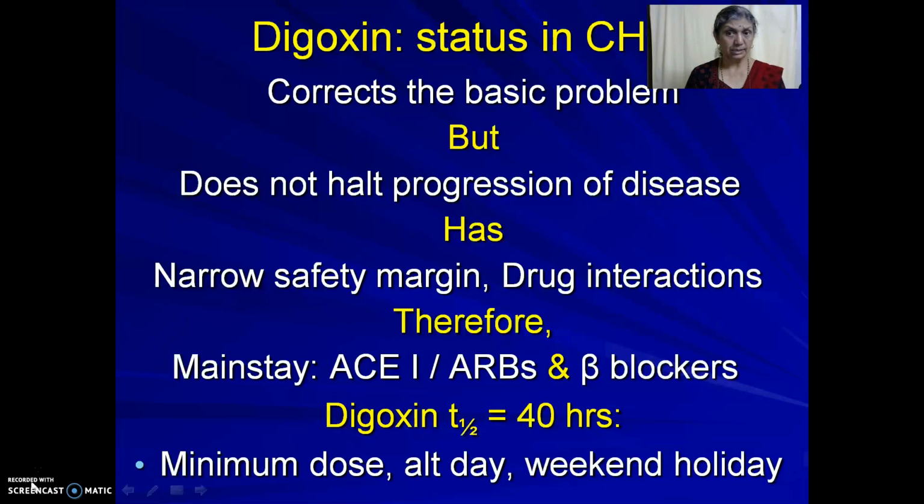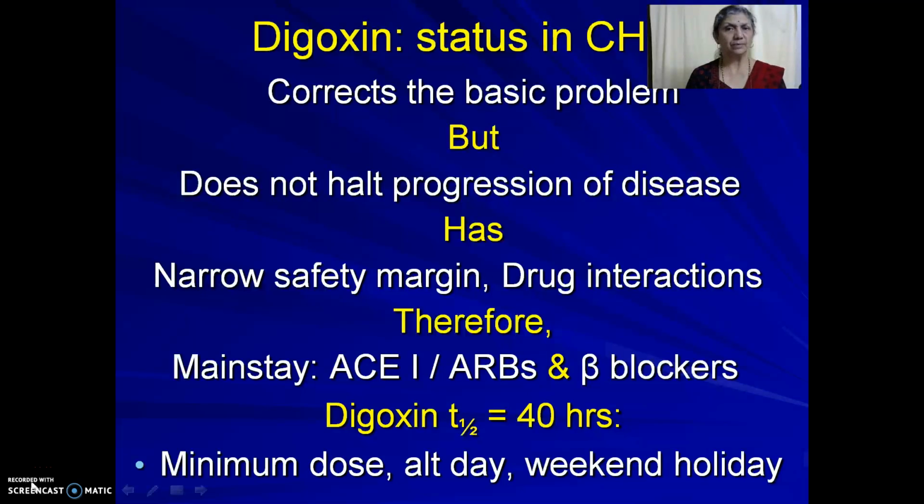Another important thing about digoxin is that its half-life is very long. It is 40 hours, and therefore daily administration can make it accumulate and cross the safe limits. Therefore, along with the reasons of narrow margin of safety, a lot of drug interactions, and cumulative nature, clinicians prefer to keep digoxin to the minimum. So lowest dose, and to keep it even minimum and prevent accumulation, it may be recommended as alternate day treatment, or you may also come across weekend holidays. Take digoxin Monday to Friday and holiday on the weekend.